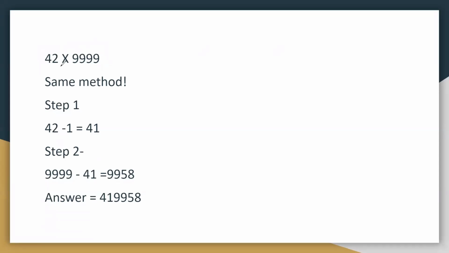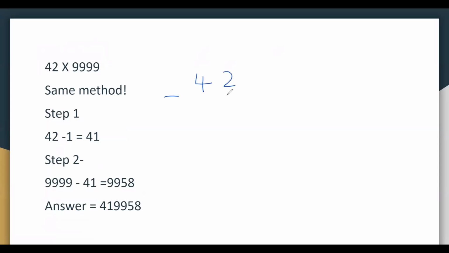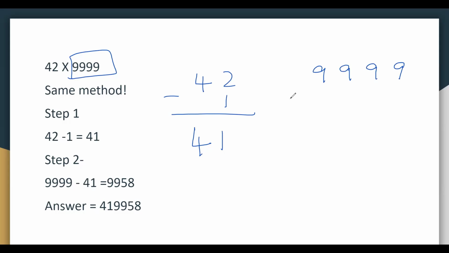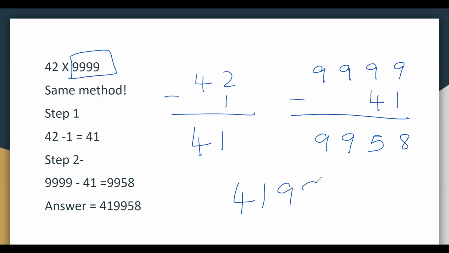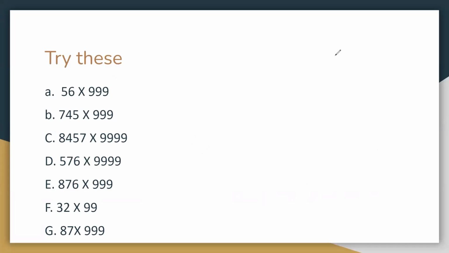First step is subtract 42 minus 1. You're going to get a 41. The second step, this 9 series, 9,999 minus 41. Okay, and subtract it. So what do you get here? 9958, and this is your answer. All right. So this is your answer, and this is the way to do it. So it's very easy. Just have to practice. Let's try these questions now.